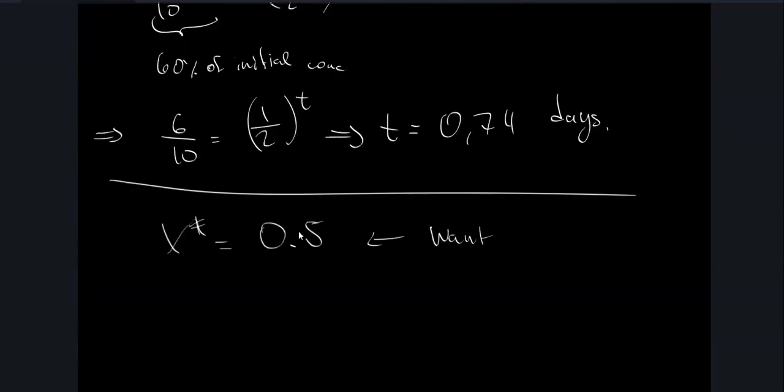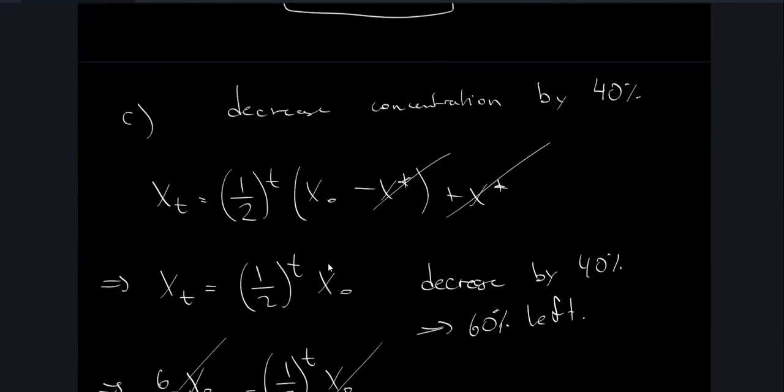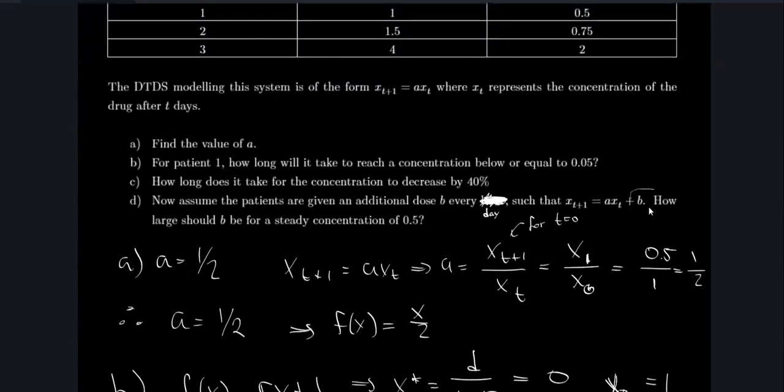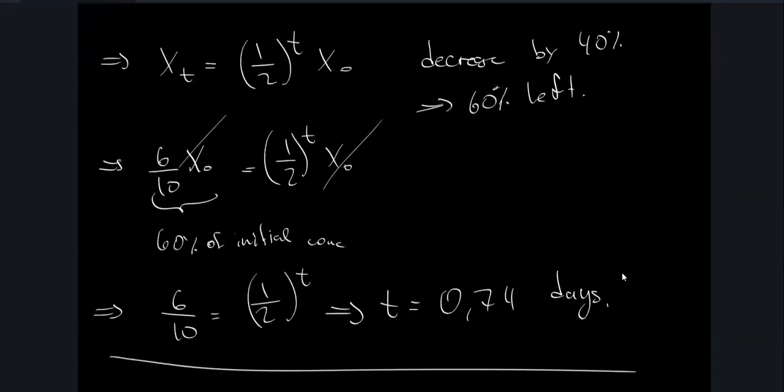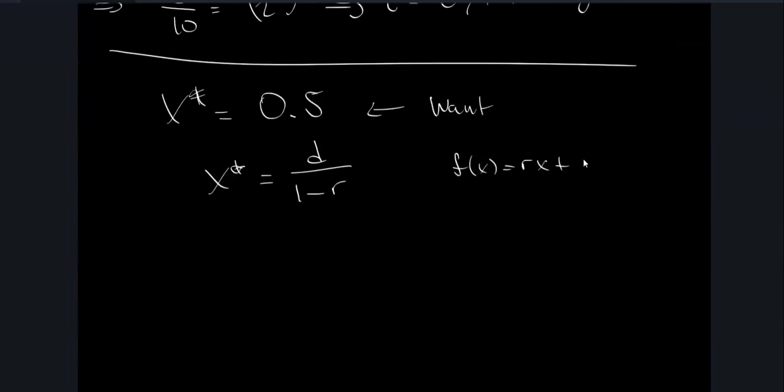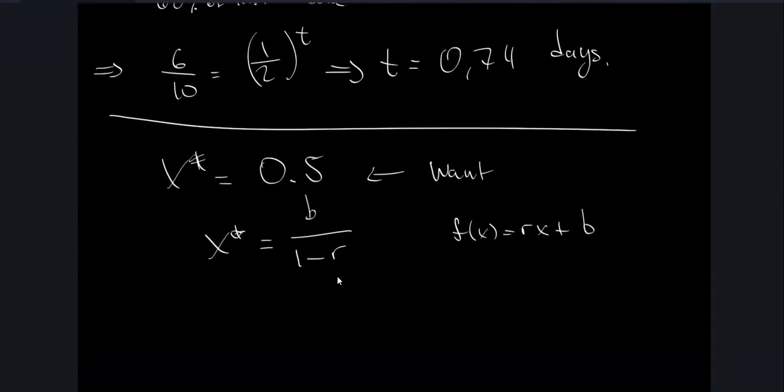And we know that the equilibrium x star is going to be d over 1 minus r for a system f(x) = rx + d. In this case, however, instead of calling it d, we call it b. So b is now d, or d is now b. And we want to find what b is so that x star is 0.5.